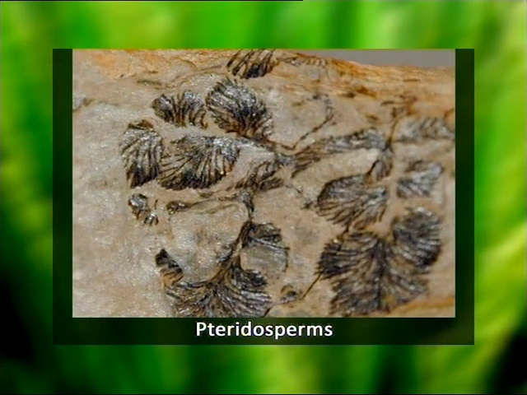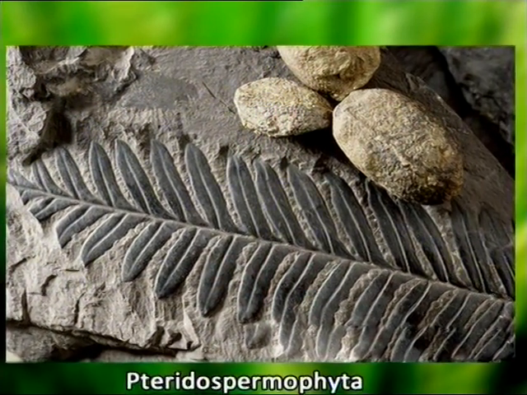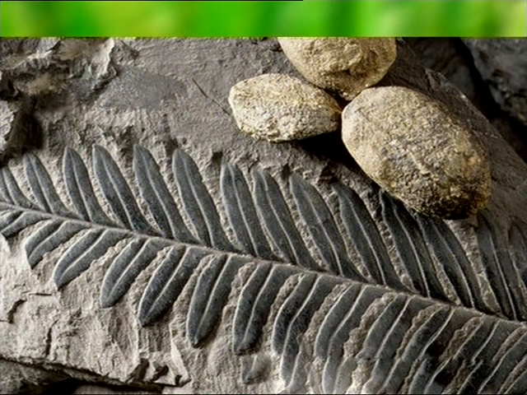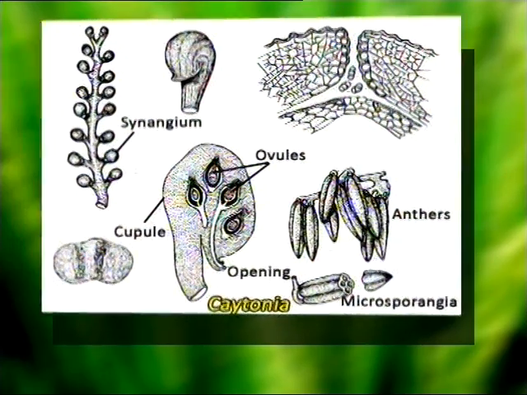One more widely debated hypothesis about the evolution of angiosperms is that angiosperms were derived from extinct Mesozoic pteridosperms. The pteridosperms, also sometimes called seed ferns, were a group of Mesozoic fossil plants that possessed seeds. They had seeds, but their leaves were just like ferns. Some of the members of the pteridosperms may represent possible angiosperm progenitors. One such fossil taxon that best exemplifies a possible transition to angiosperms is named Caytonia.